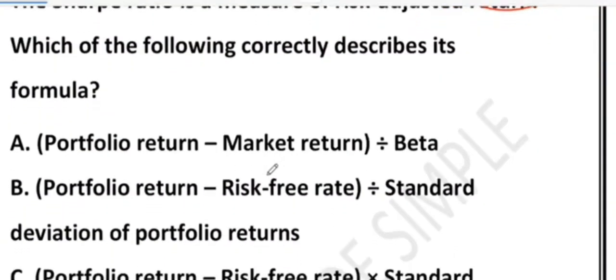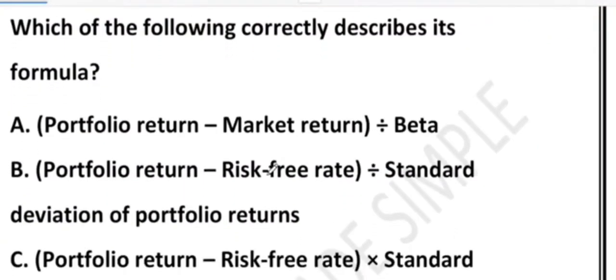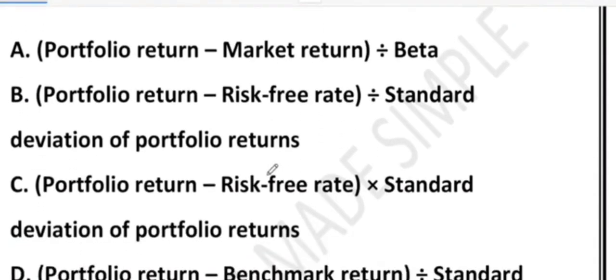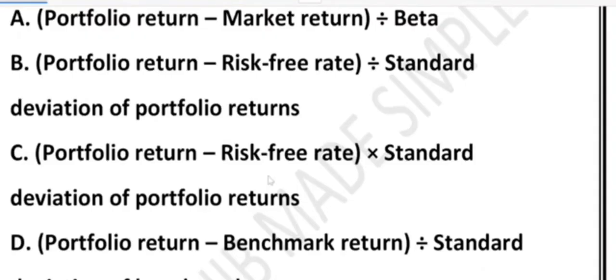What about which of the following correctly describes its formula? So 4 formulas are given here. Option A is portfolio return minus market return divided by beta. Option B is portfolio return minus risk-free return divided by standard deviation of the portfolio return. Option C is portfolio return minus risk-free rate multiplied by standard deviation of the portfolio return. Option D is portfolio return minus benchmark return divided by standard deviation of the benchmark return. So these are the 4 options.